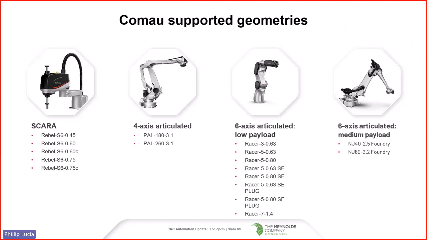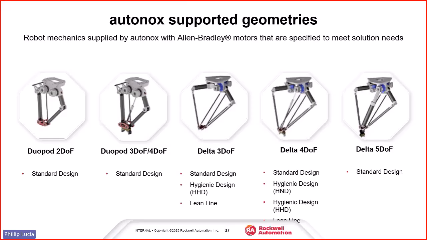The first partner is Comau, and they have a series of articulated robots with different payloads. There's also some SCARA options. The other partner is Autonox with Delta robots for high-speed pick and place with a few different options for various degrees of freedom that are available.